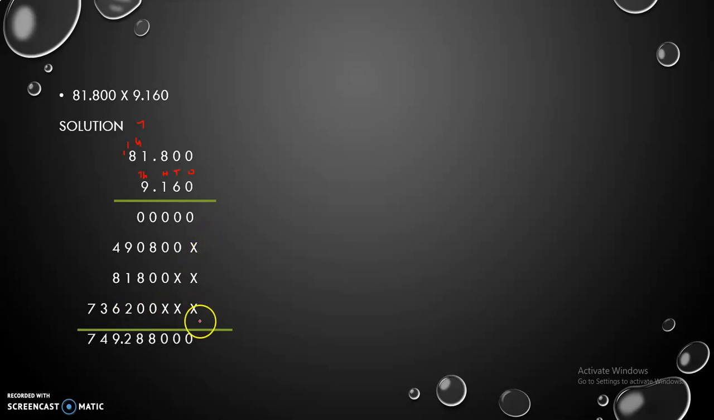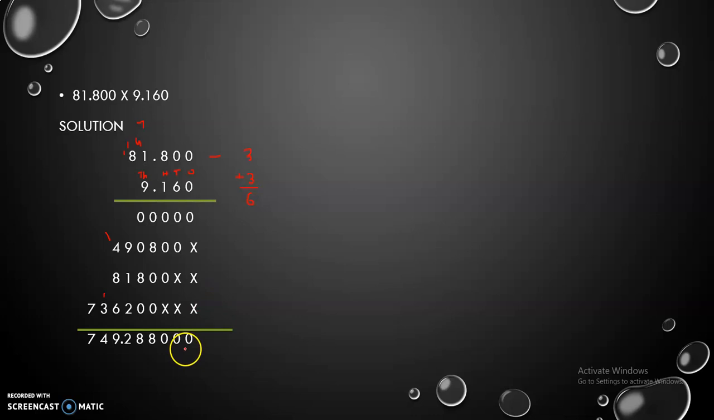Now we add all these numbers. 0 0 0 8 8, 9 plus 1, 10, 10 plus 2, 12, 2, 1 carry, 4 plus 1, 5, 5 plus 8, 13, 13 plus 3, 19, 9, 1 carry, 3 plus 1, 4 and 7. Now we have to write the decimal point, so we just count the decimal places in both numbers. In first one we have 3 decimal places and in second one again we have 3 decimal places. So when we add both decimal places, we got answer 6.